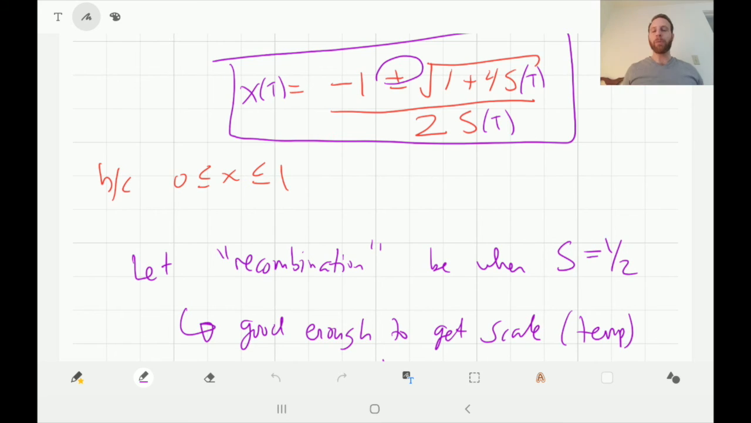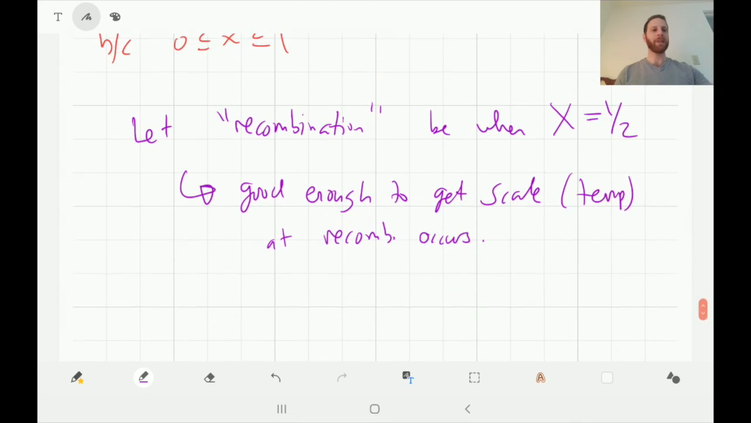We're going to arbitrarily call recombination the time at which x is equal to 1/2. So if in the previous video I said s, then that should hopefully clear things up. x is 1/2 means half of the protons are in free ionized form and half of them are bound up in neutral hydrogen atoms. That's going to give us at least a scale of the temperature at which the cosmic microwave background is formed, and then we'll make one more correction to that, and we'll be in good shape.